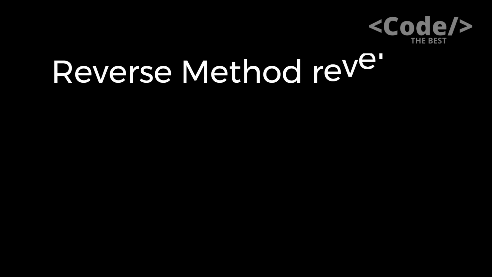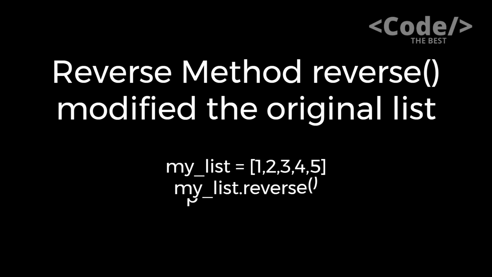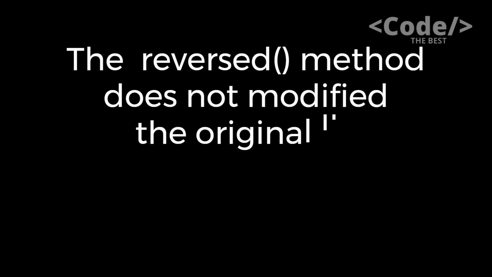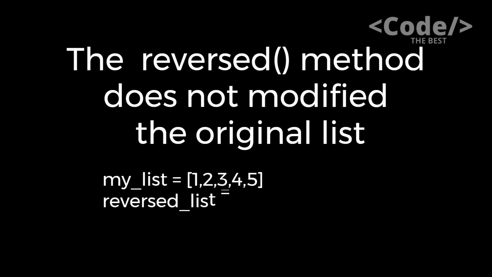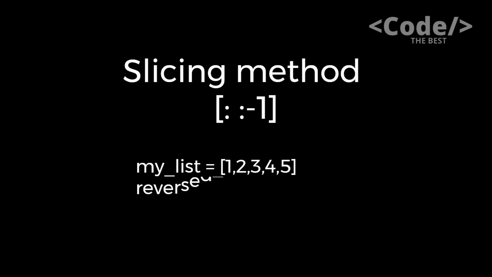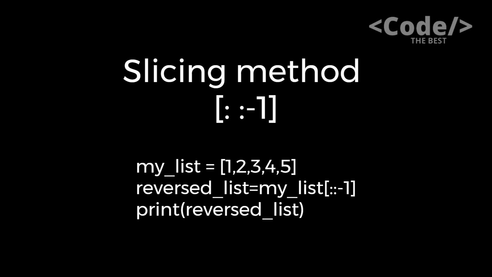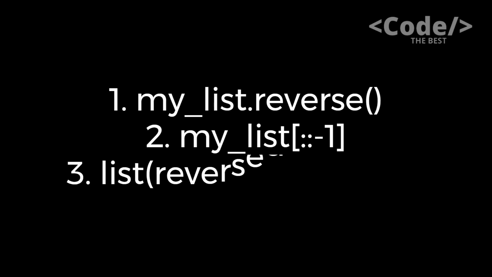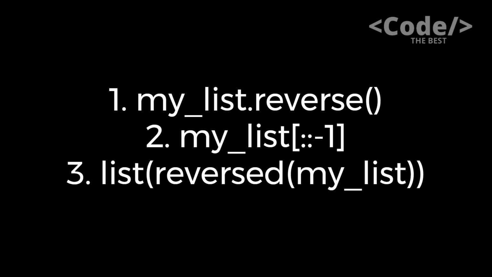The reverse method allows you to modify the original list in place by reversing its elements. If you use the reversed function, then it will return a reverse iterator object. After that, you can use this function to iterate over all the elements in reverse order. In this tutorial, you also learned how to use slicing to create a new reversed list. You can choose any of the above described methods depending on your use case.